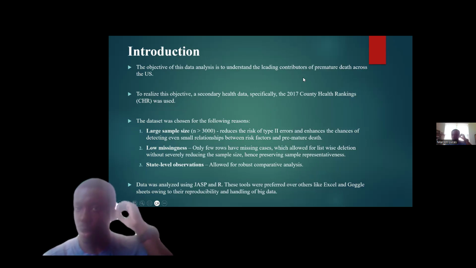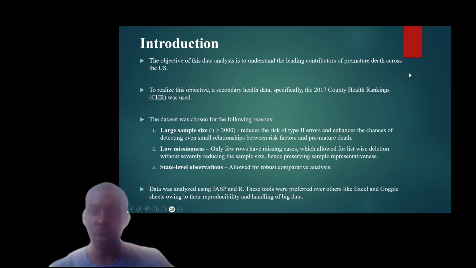The objective of this analysis is to understand the contributions to premature death across the U.S. To realize the objective, secondary health data, specifically the 2017 County Health Rankings (CHR), was used to develop this information. The dataset was chosen for the following reasons: the large sample size, which reduces the risk of type 2 errors and enhances the chances of detecting even small relationships between risk factors and premature death.